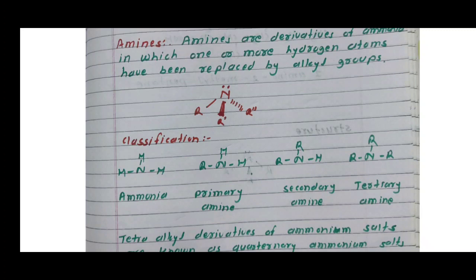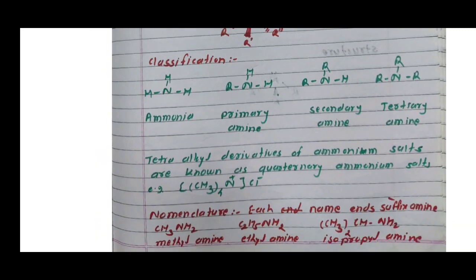Then tetra alkyl derivatives of ammonia. Tetra means 4. Here 4 alkyl derivatives of ammonium salts are known as quaternary ammonium salts. For example, tetramethyl ammonium chloride: CH3 4 times, N positive charge, Cl negative charge. This is an example of quaternary ammonium salts.